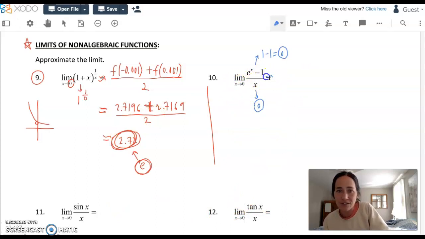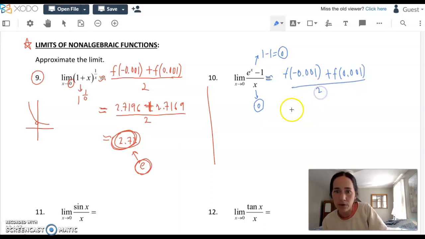So I'm just going to decide to go from 1/1000th below 0 on the x-axis, see what the output is, to 1/1000th above 0 on the x-axis, and average these two outputs. So let's try that in the calculator.